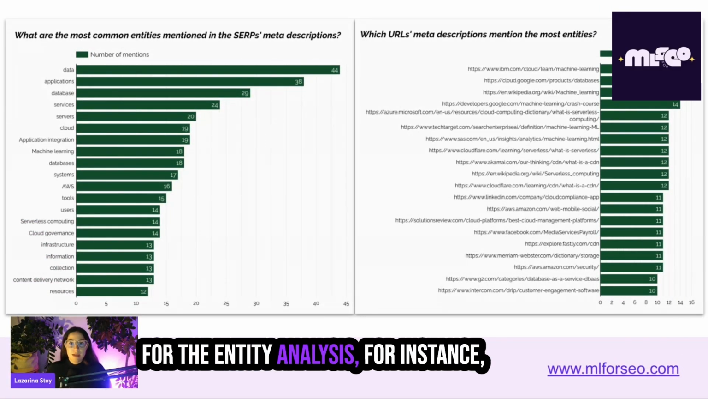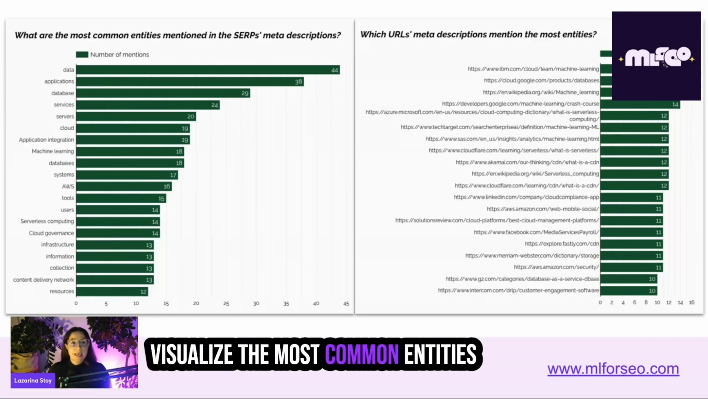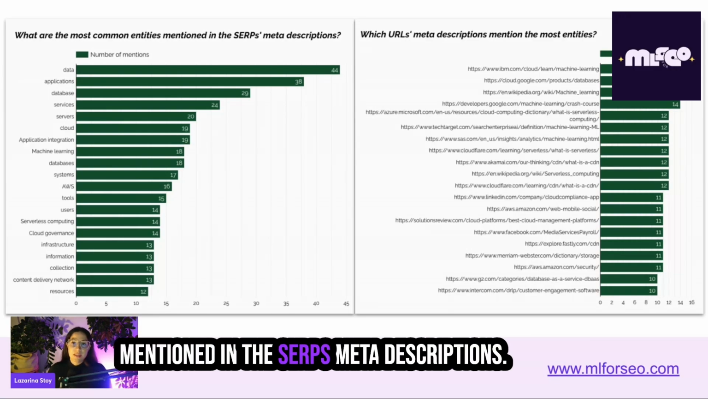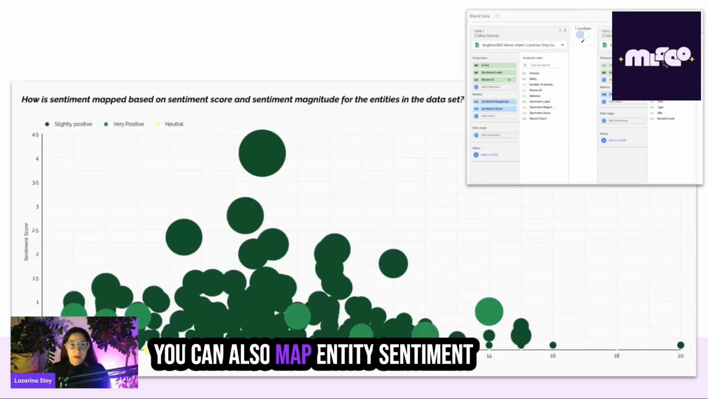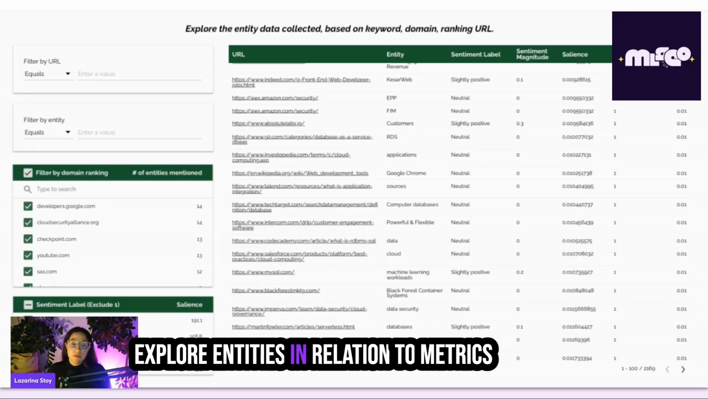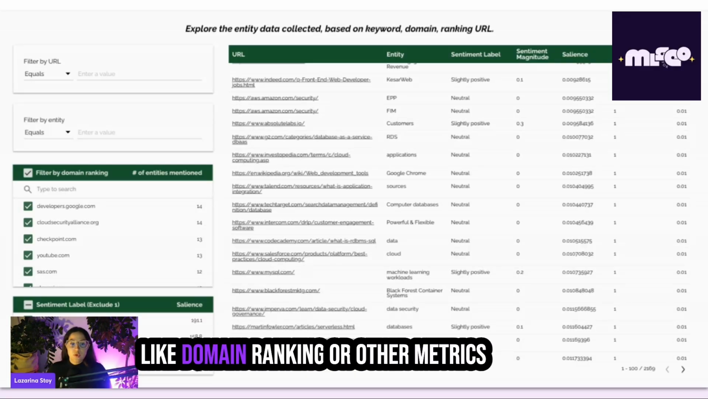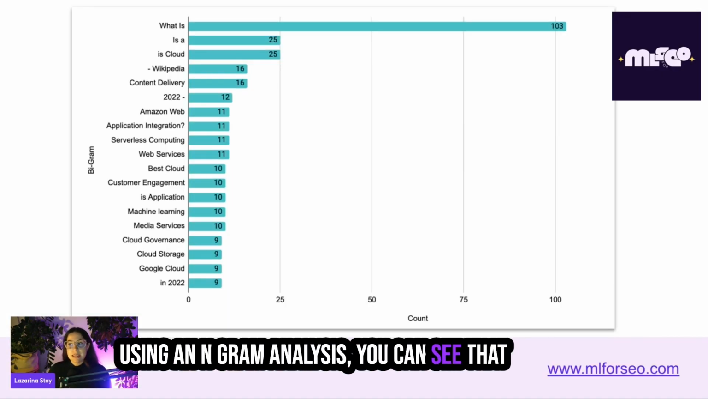For the entity analysis, for instance, here's an example of how we might visualize the most common entities mentioned in the SERPs' meta descriptions and the URL meta descriptions with the most entities in them. You can also map entity sentiment for the entities in your database. You can create visualizations to better explore entities in relation to metrics like domain ranking or other metrics related to your keyword universe.